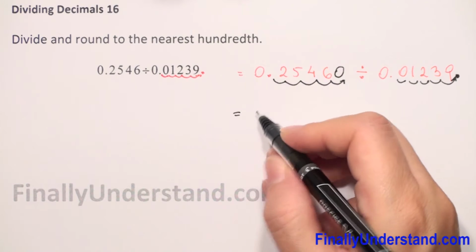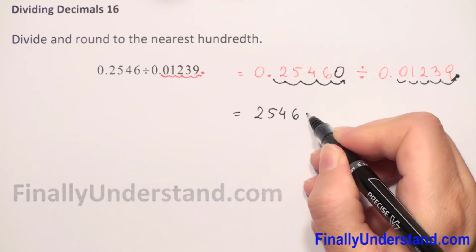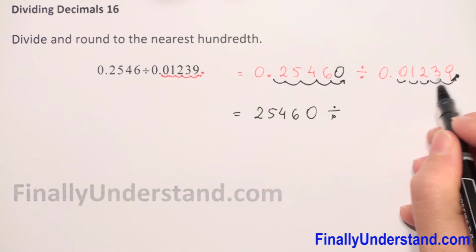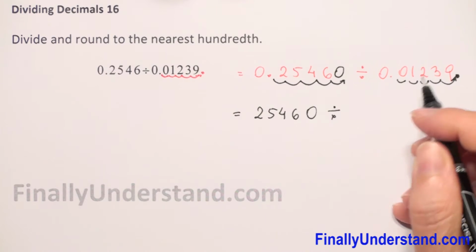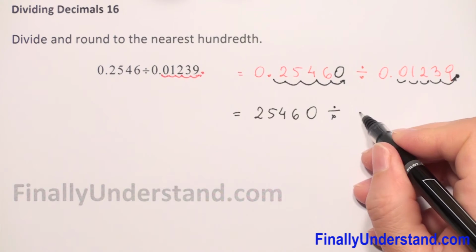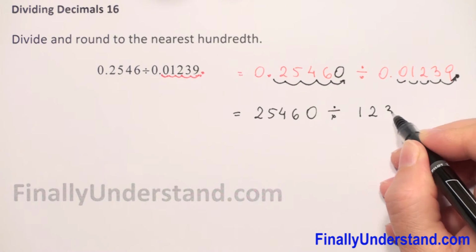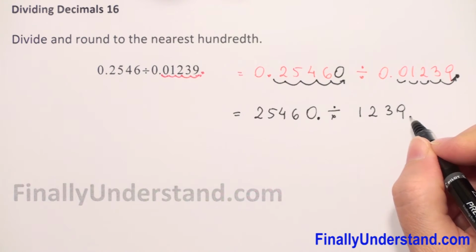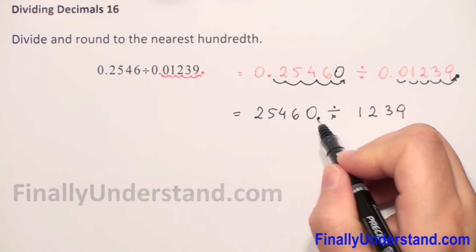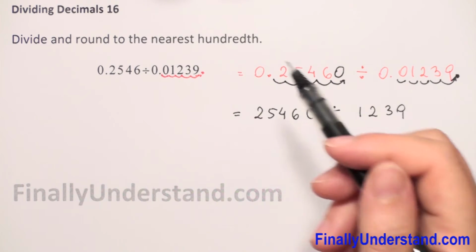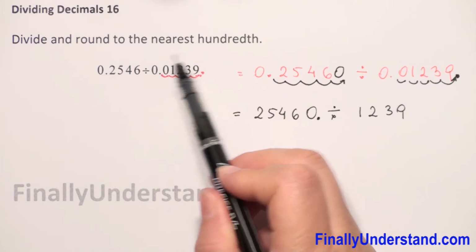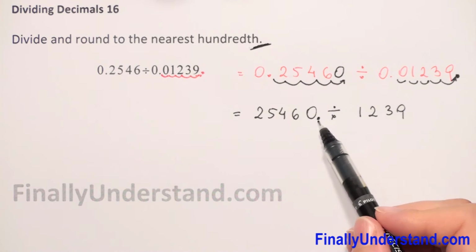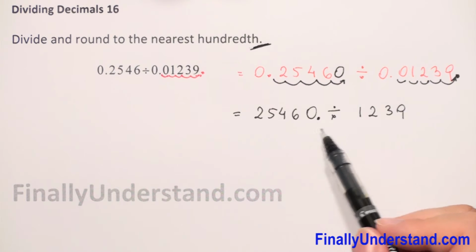So now we have 25460 divided by 1239. We don't need to write the zeros before the digits 1, 2, 3, 9, because it doesn't change the value of our number. The decimal point is at the end. In our divisor we don't need to write the decimal point at the end, but in our dividend we need the decimal point. Why? Because in this example we need to round our solution to the nearest hundredth. So we need to have 3 digits after the decimal point in our solution.